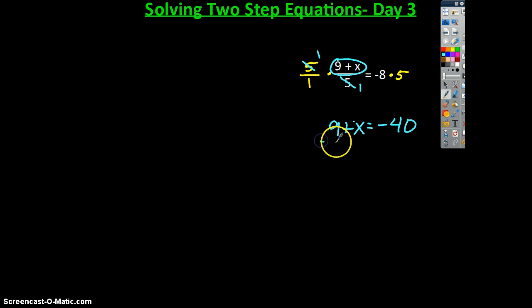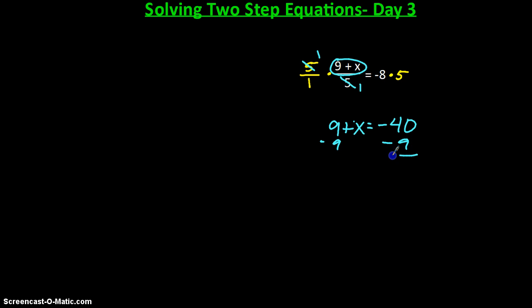And now I just have to get it alone by subtracting 9. So then x is equal to, same signs in this case, so I know it's going to be a negative. I just add these together as a negative 49.